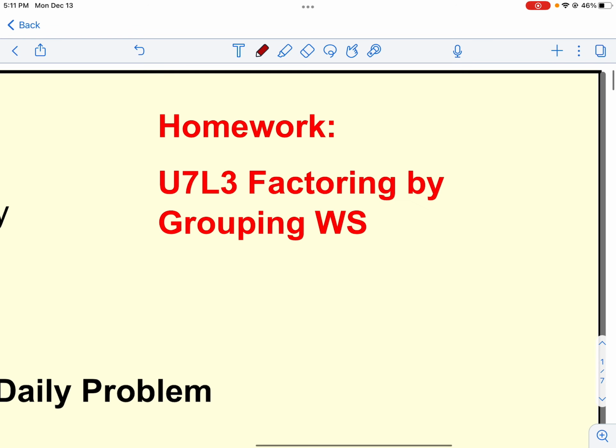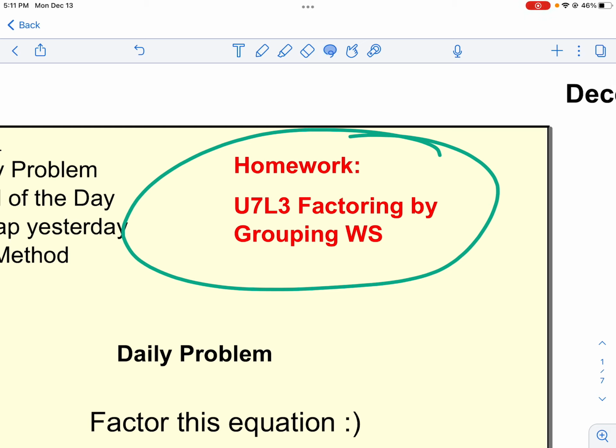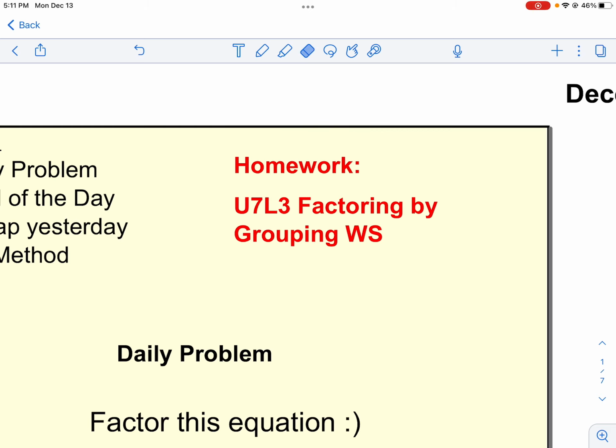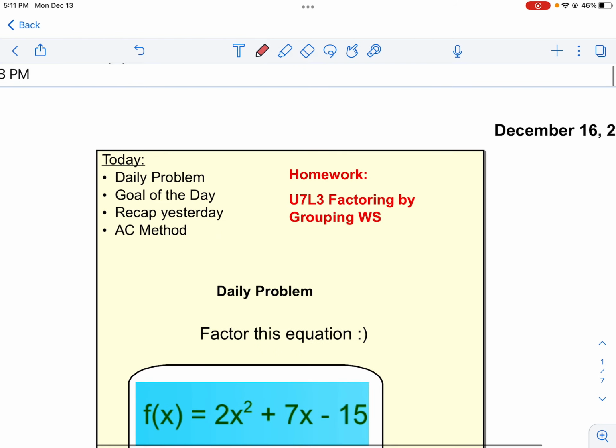Your homework is the same as yesterday. It is the same set of problems. I believe there's 6 total problems, 4 factoring, and then 2 solving for x. Try to use both methods on this. See which one that you like the best. Try a couple using the AC grouping method, and try a couple using brute force that we'll talk about here in a moment. But otherwise, let's treat it like a normal class.